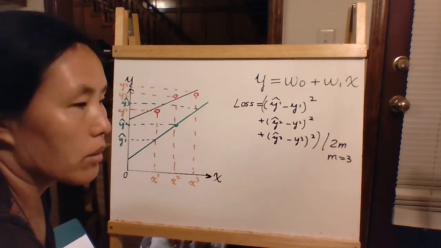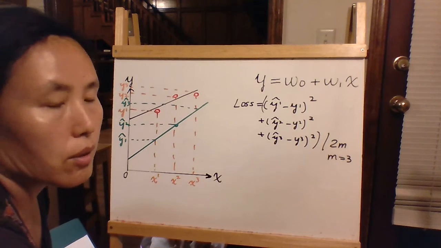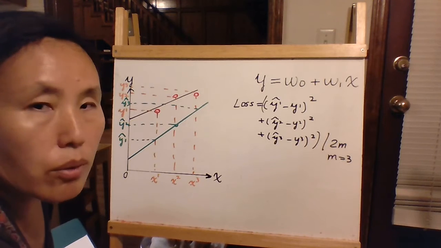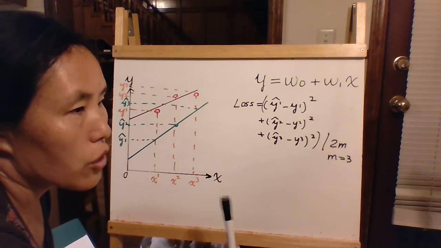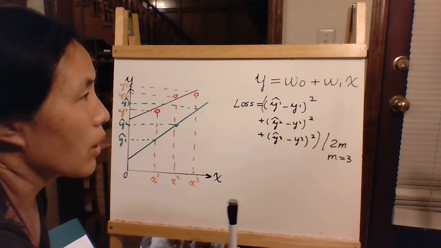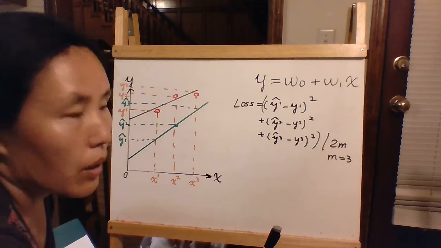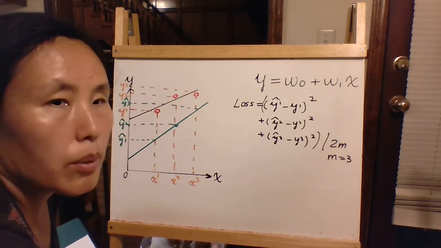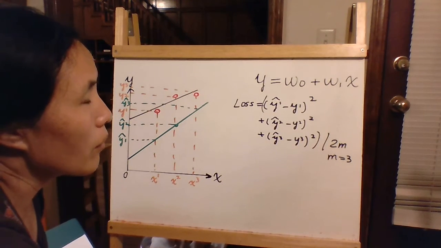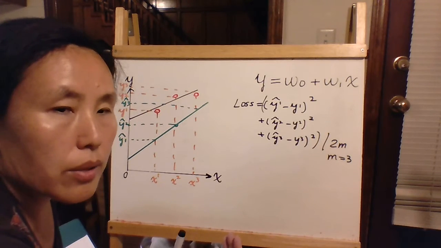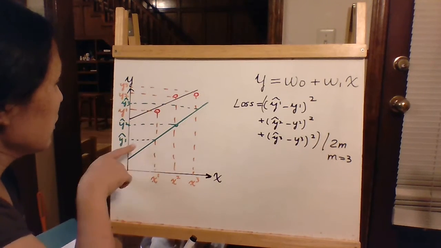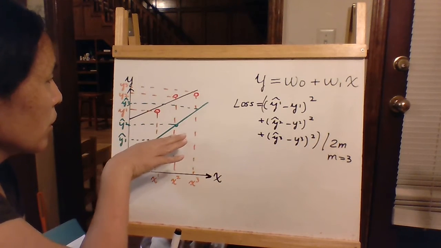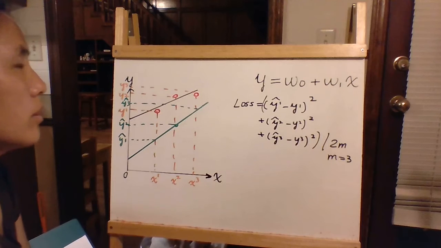The bigger the loss, the worse the prediction is. The smaller the loss, the better the prediction is. So our goal is to make the loss as small as possible. To do that, we want to tune these two values, W0 and W1. And by changing these values, we can make the y hat values go up or go down.